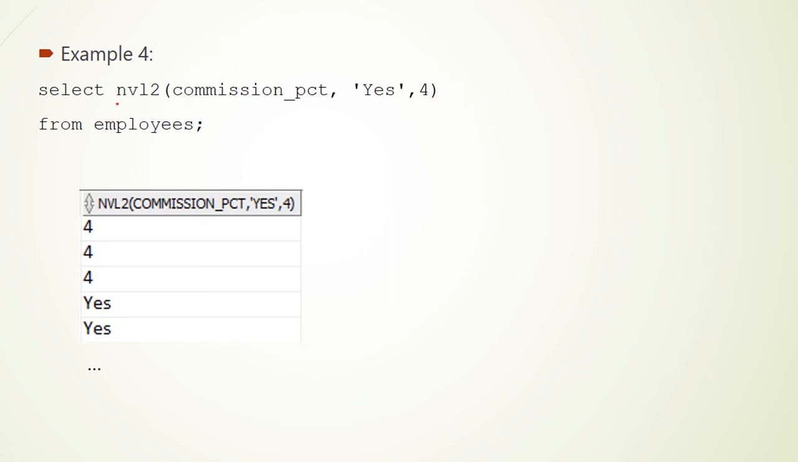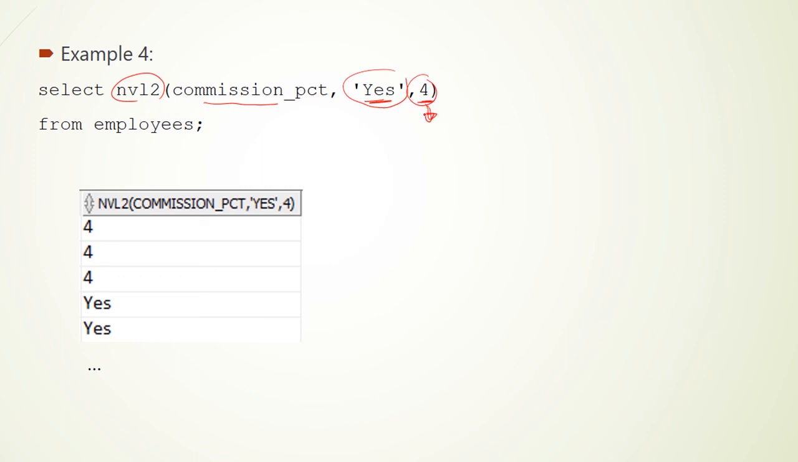In the last example here, select NVL2 commission_pct, comma, 'yes', comma, 4. NVL2 accepts three arguments. This is the first argument, which is expression 1. This is the second argument, expression 2, and this is the third argument. The second argument and the third argument must match in data type. Here we are using characters and here we are using numbers.